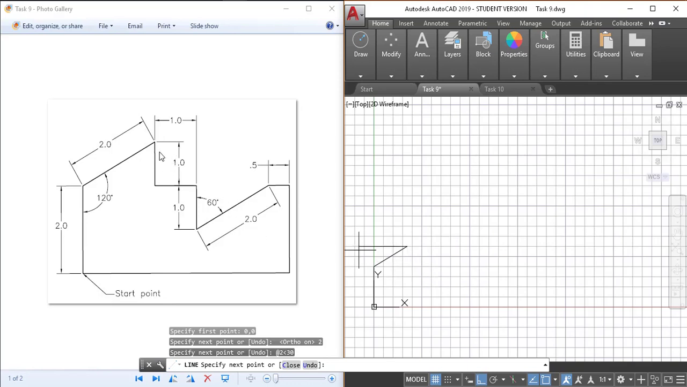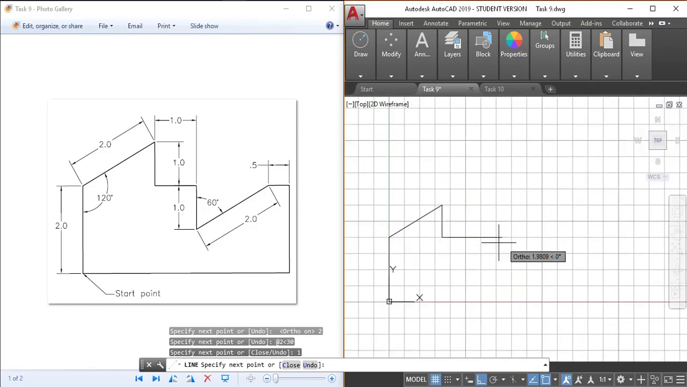the length is 1 in the negative y-axis direction, or downward direction. We will move the cursor in the negative y direction, enter 1 and then press enter. For the next line, we will direct our cursor towards the right, or positive x-axis direction, enter 1, and after that press enter. For the next line, we will direct our cursor towards the negative y-axis and enter 1.